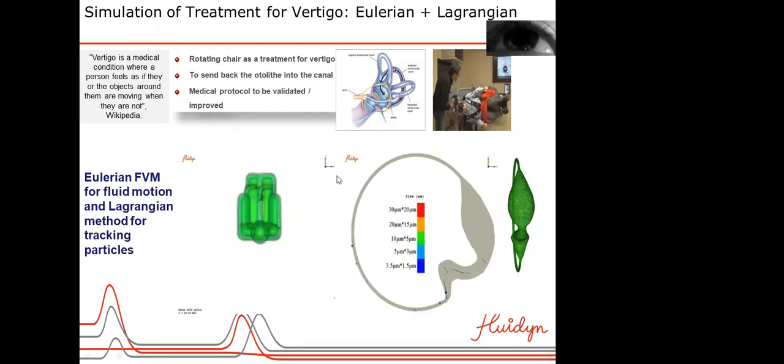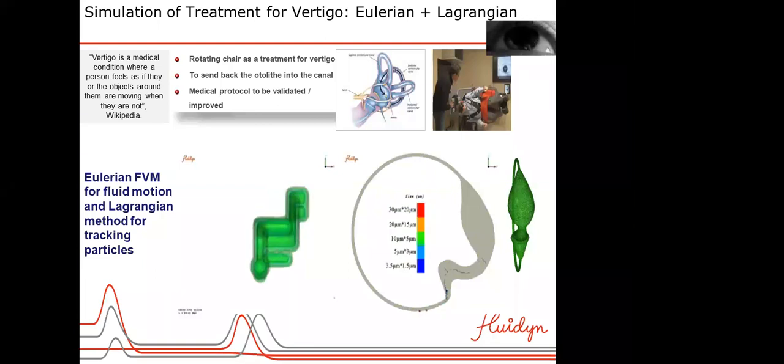But before actually trying it on human beings, we wanted to do some simulations and see that this really works. So we did this simulation. There is a fluid in the inner ear, so the fluid also moves when the person is rotated. And then there are particles; we can see in the animation that the particles also move based on the fluid flow. So we use the Eulerian framework for the fluid motion and the Lagrangian method for tracking the particles.